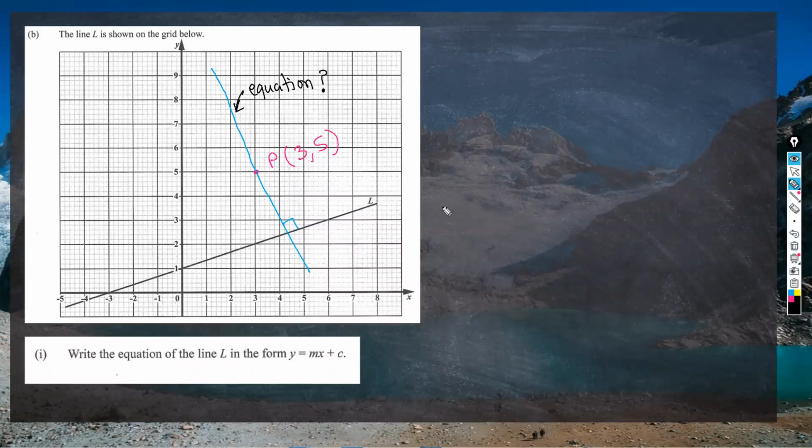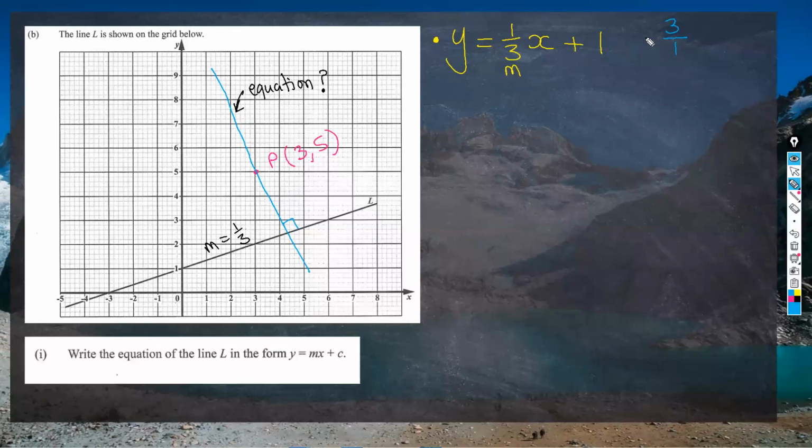Remember, parallel lines have the same gradient, but this is not parallel. This is perpendicular. So remember the equation of the original line: this should be in everyone's head, 1/3 x plus 1. So the gradient of this line is 1/3. But how do you find the gradient of a perpendicular line? Remember, you have to find something called the negative reciprocal. That just means you take this gradient and flip it, but you also have to make the sign the opposite. So if you flip 1/3, you will get 3 on 1.